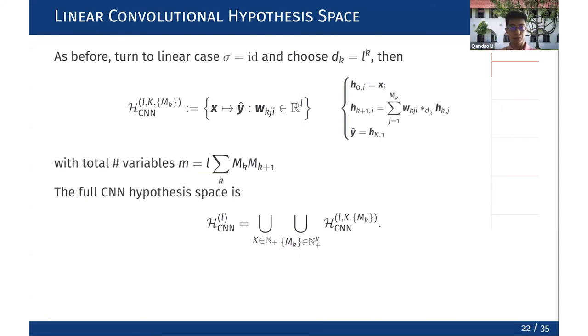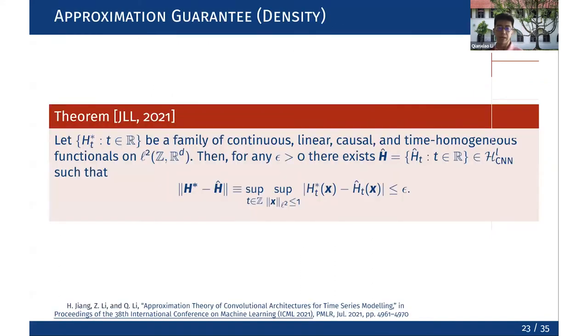Once we have this hypothesis space, we can ask the same questions. Clearly, each of these parameterizes a linear functional on the input space, because each layer is a convolution, and a composition of linear maps is still a linear map. So each y depends on all the x's before. In fact, you can show a very similar result. Sorry, this should be T and Z, not R. Let this be a family of continuous, linear, causal, and time-homogeneous functionals. Now we don't need a regularity definition because our sequence is discrete. Then we again have a density result, this time in L2.